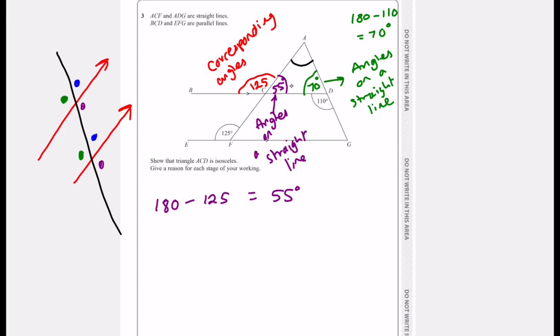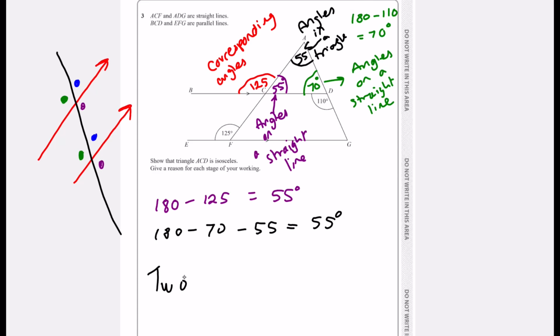So 70 and 55 make 125. So that means the other one is 55 as well. Angles in a triangle. So 180, take away 70 and take away 55 makes another 55-degree angle. So we can see that ACD has got two 55-degree angles, so two angles the same. Therefore, isosceles.